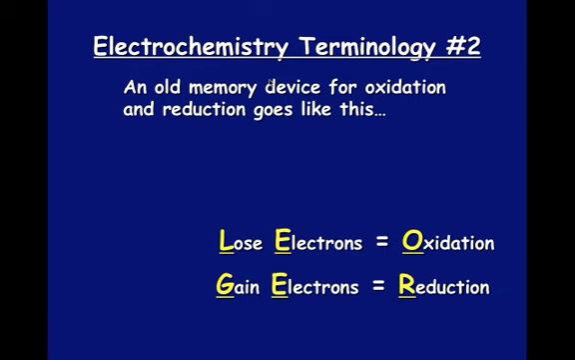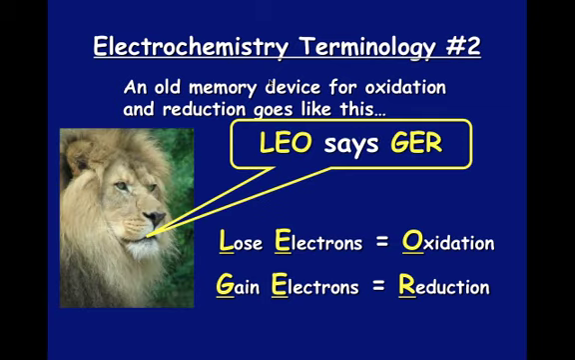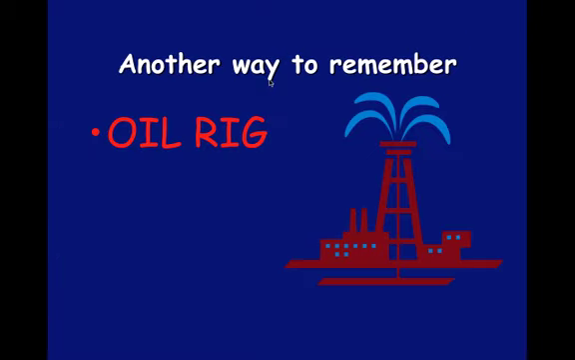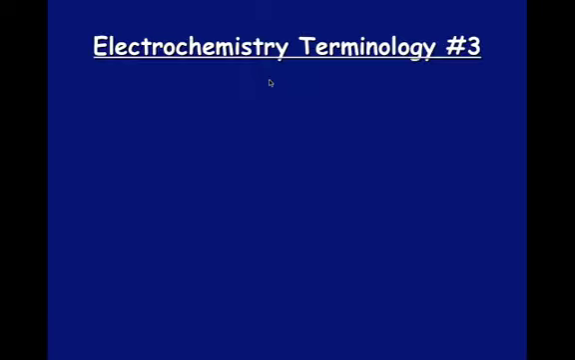An old memory device for oxidation and reduction goes like this. Remember Leo the lion? Leo says grrr. That's right, I said it. Loss of electrons is oxidation, and gain of electrons is reduction. Another way to remember is oil rig. Look at the letters. Oxidation is lose. Reduction is gain. Again, talking about electrons. So Leo says grr or oil rig. Either way, you should be able to remember what's going on.